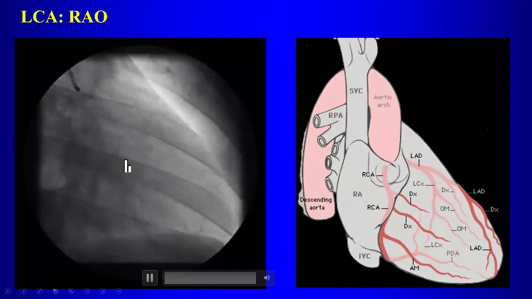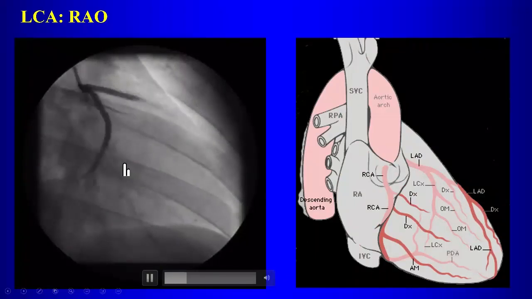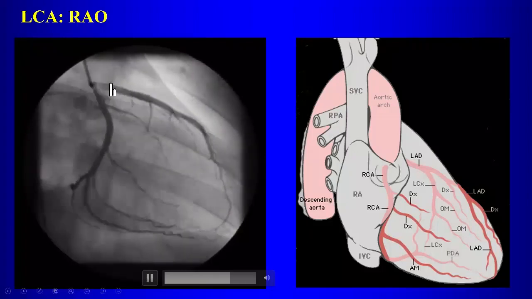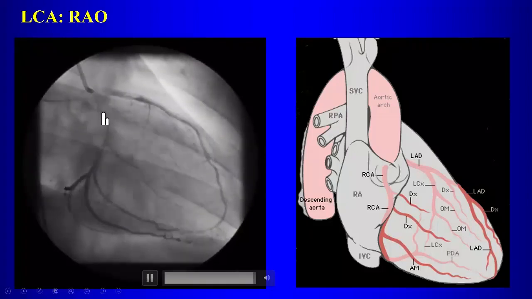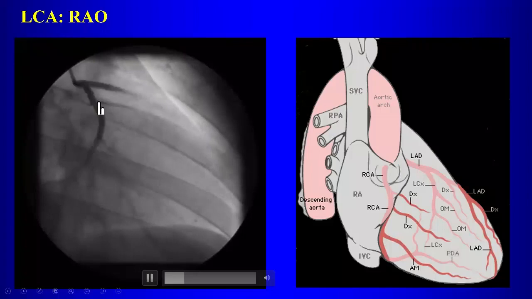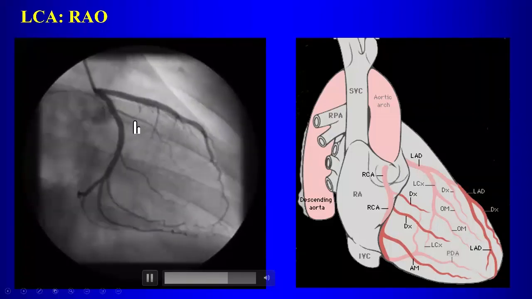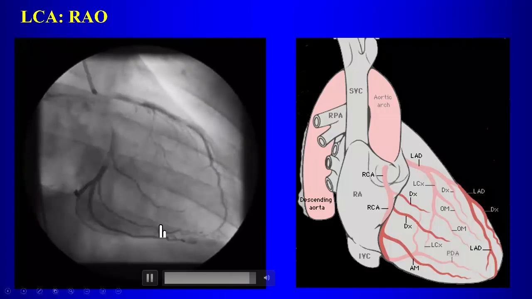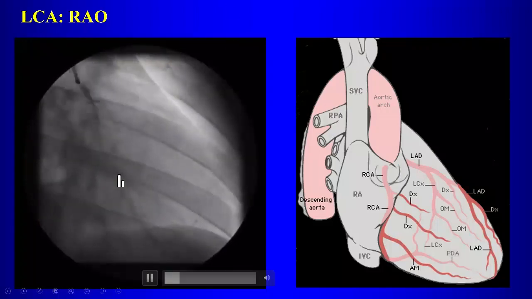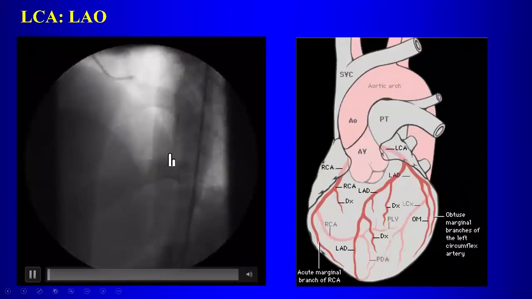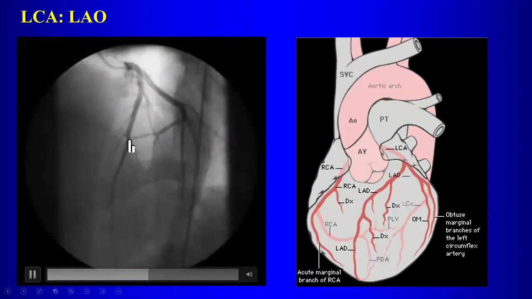Now when we look at the left coronary artery here in a right anterior oblique projection, this guy here is going to be LAD, right? So this guy over here is going to be circumflex, right? And then these branches coming off the circumflex are going to be obtuse marginal branches, right?